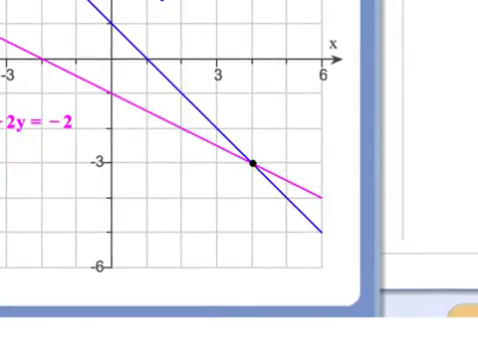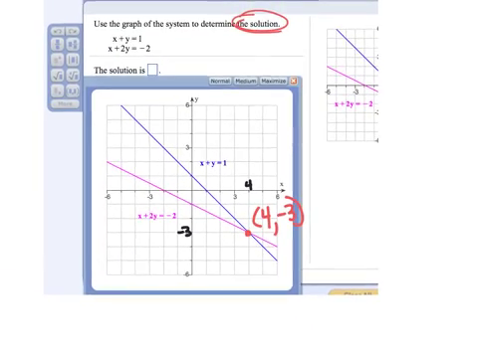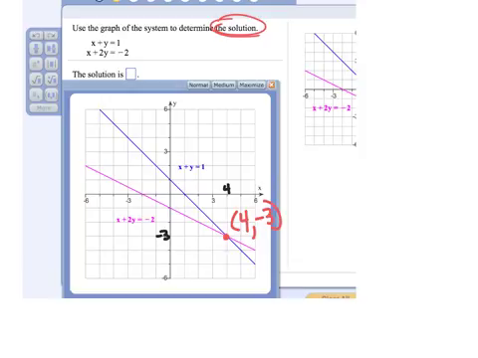That point is, well, that's 3, 4, 5, 6. Okay, so that's 4 right there. And then right here is, of course, -3. So that intersection right there is 4, -3. And that is your solution for this system of equations.